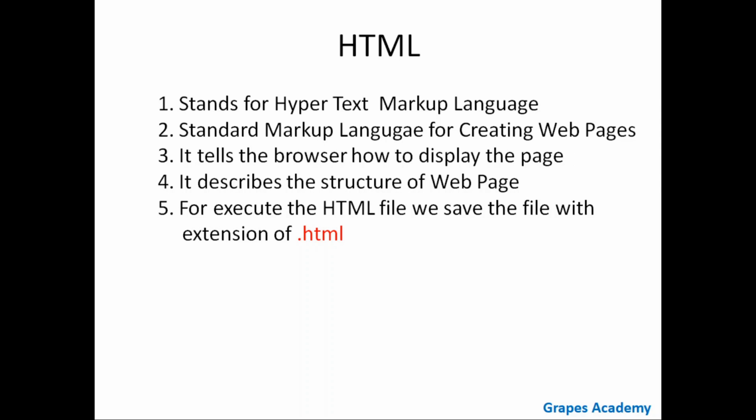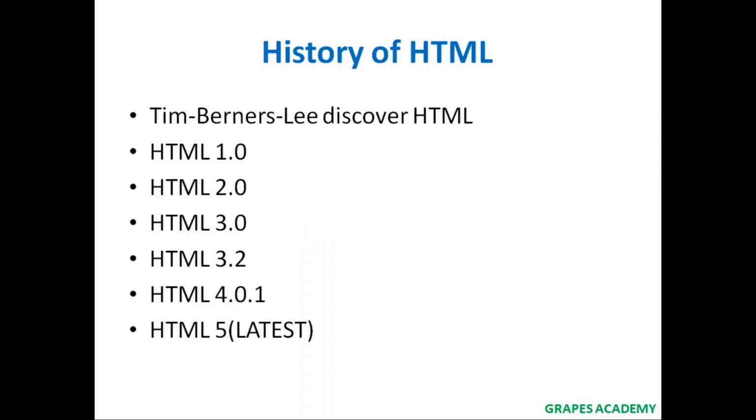To execute the HTML file, we save the file with the extension .html. Let's take an example. Images are saved with the extensions .png, .jpg, .jpeg, and so on. So that's how the HTML page is saved, and with the extension .html, we execute the pages. So let's talk about the history of HTML.